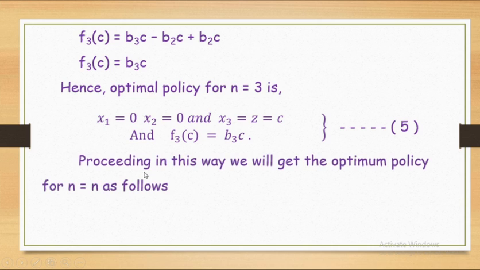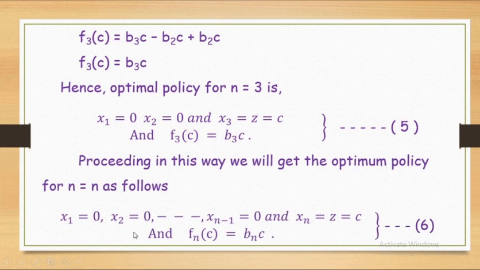Proceeding in this way, we will get the optimal policy for n equals n as follows. x1 equals 0, x2 equals 0, x(n minus 1) equals 0. But xn is equal to z is equal to c. And fn of c is equal to bn of c.